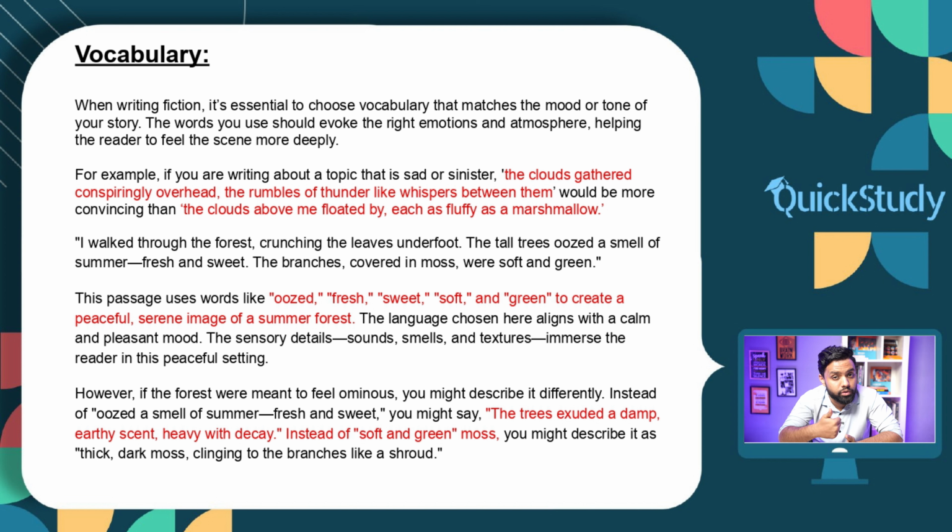So I hope we can now write fiction very easily, if we follow the five-stage arc and we use the right vocabulary. Using the right vocabulary is as important as the exposition and the climax part. So, if we don't use the right vocabulary, we would not be able to express our emotions to the reader.